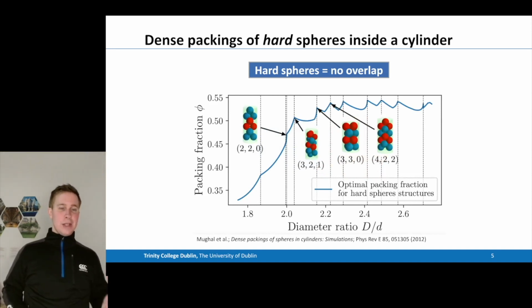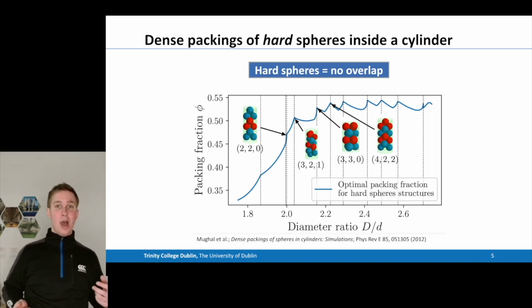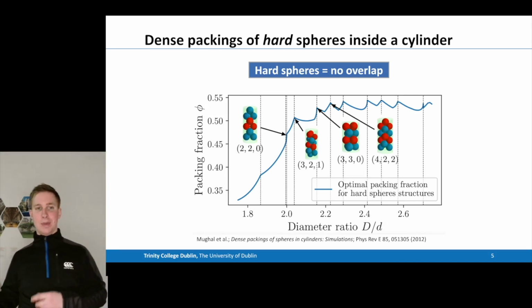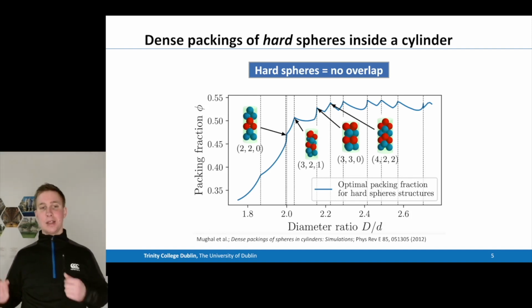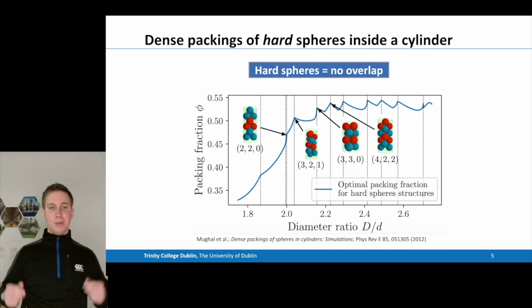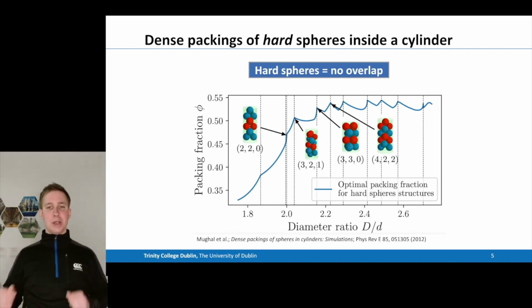A crucial physical metric of hard sphere packings is the so-called packing fraction or packing density. And in the case of columnar structures, it is given by the ratio of total sphere volume to cylinder volume. So the packing fraction actually measures how efficiently objects are packed inside a given space. And Mughal et al. investigated the optimal packing fraction for hard sphere structures depending on the diameter ratio between spheres and cylinder. He discovered actually that these uniform structures that I showed you earlier occur at the peaks of this curve, and the structures between them are so-called line slip structures, which will play a major role during this presentation at a later point.